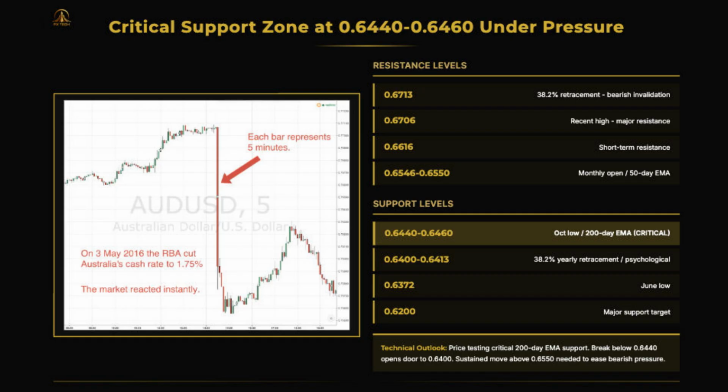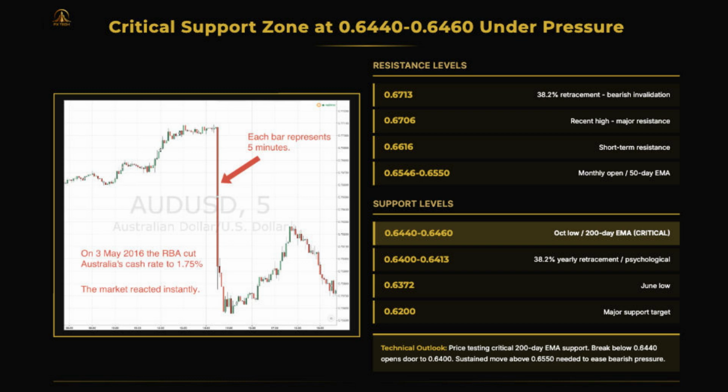On the support side, the most critical level is 0.6440 to 0.6460, which combines the October low with the 200-day EMA. This is where the battle is currently being fought. Below that, we have 0.6400 to 0.6413, representing the 38.2% yearly retracement and psychological support, 0.6372 at the June low, and 0.6200 as a major support target.